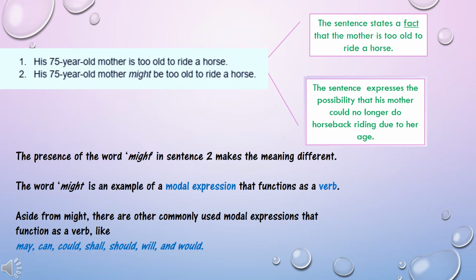While sentence 2, his 75-year-old mother might be too old to ride a horse, expresses the possibility that his mother could no longer do horseback riding due to her age. The presence of the word might in sentence 2 makes the meaning different. The word might is an example of a modal expression that functions as a verb. Aside from might, there are other commonly used modal expressions that function as a verb, like may, can, could, shall, should, will, and would.